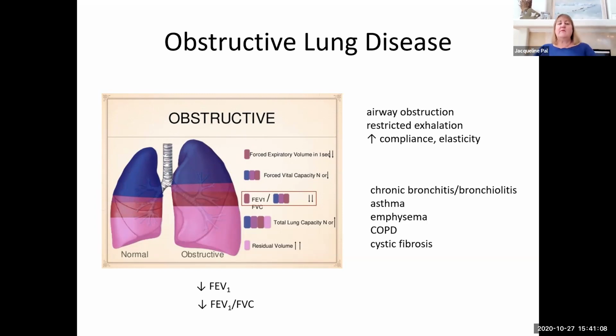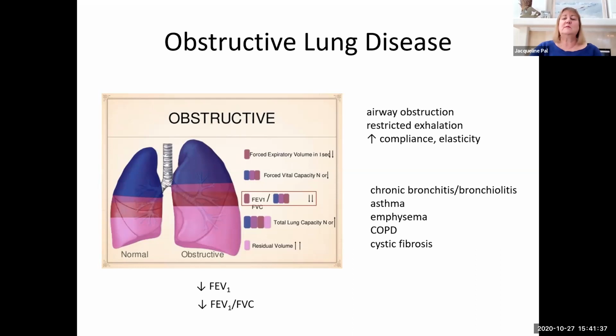Examples of obstructive lung diseases are people who have chronic bronchitis. Asthma is probably the most prevalent one. And for our smokers or ex-smokers, emphysema and chronic obstructive pulmonary disease. And cystic fibrosis as well, which is totally different, and we're not going to talk about it in this class. If you want to learn more about these, then I suggest you take an upper division pathophysiology or pathology class.